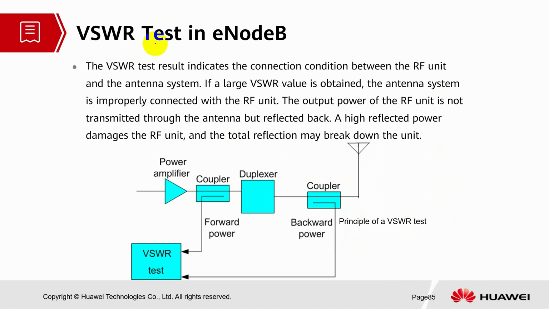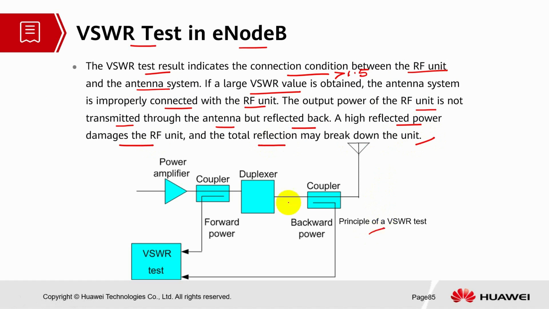We can perform a VSWR test in an E-node B. The test results indicate the connection condition between the RF unit and the antenna system. If a large VSWR value is obtained, which is more than 1.5, the antenna system is improperly connected to the RF unit, and the output power of the RF unit is not transmitted through the antenna but reflected back. A high reflected power will damage the RF unit and the total reflection may break down the unit. That's why we have to treat the VSWR issue as a major issue.